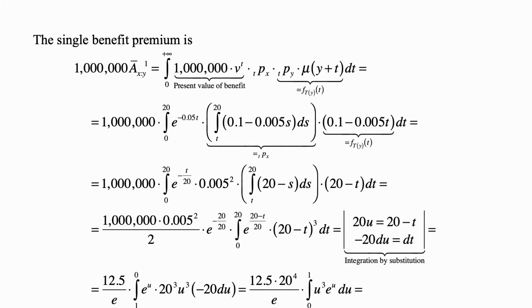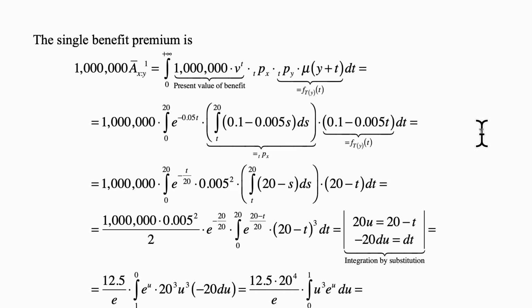It's the integral from 0 to plus infinity of a million times v to the t, which is the present value of the benefit, times tpx, because x is supposed to be alive, times tpy, times mu of y plus t dt. Well, tpy is y lives to that moment, then gets instantly whacked by the force mu of y plus t dt. So this expression, of course, tpy times mu is the density of T of y. So this is 1 million times the integral from 0 to 20 of e to the minus 0.05t times the integral from t to 20 of 0.1 minus 0.005s ds, which is tpx. That's what we pointed out before. And it's multiplied by 0.1 minus 0.005t. That's f sub T of y evaluated at t, dt.